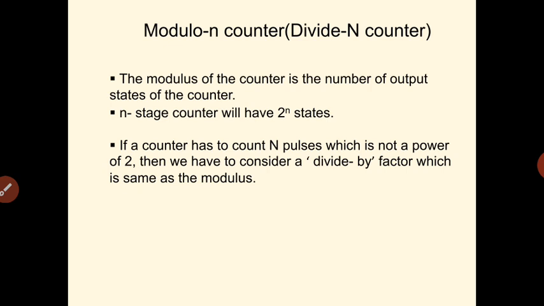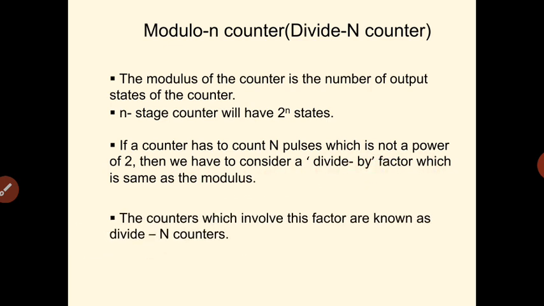If a counter has to count capital N clock pulses, which is not a power of 2, then we have to consider a divide by factor, which is the same as the modulus. The counters which involve this factor are known as divide by n counters.